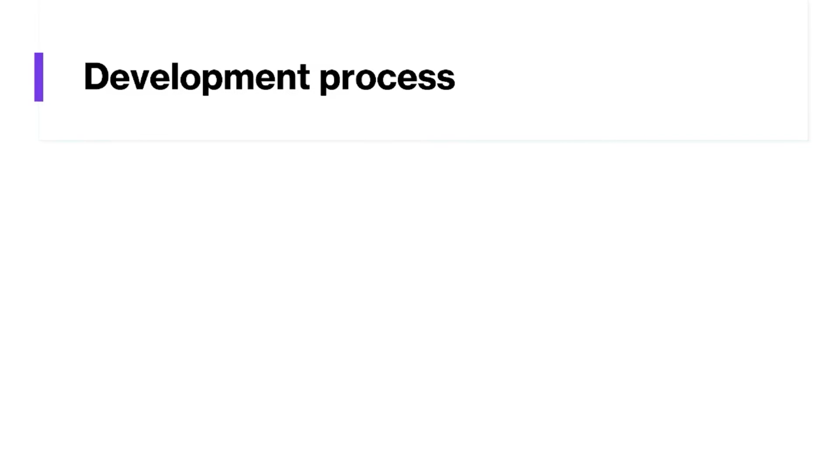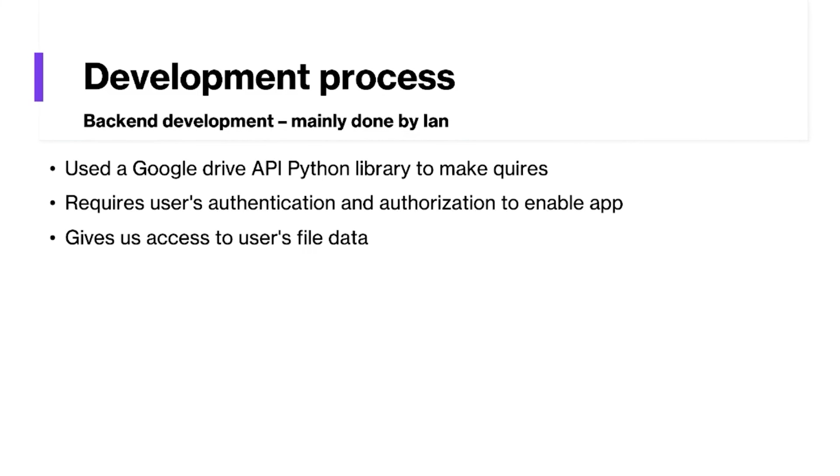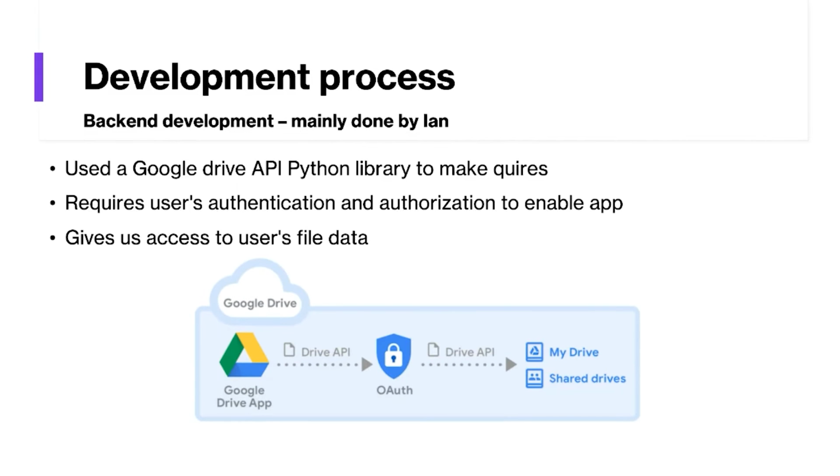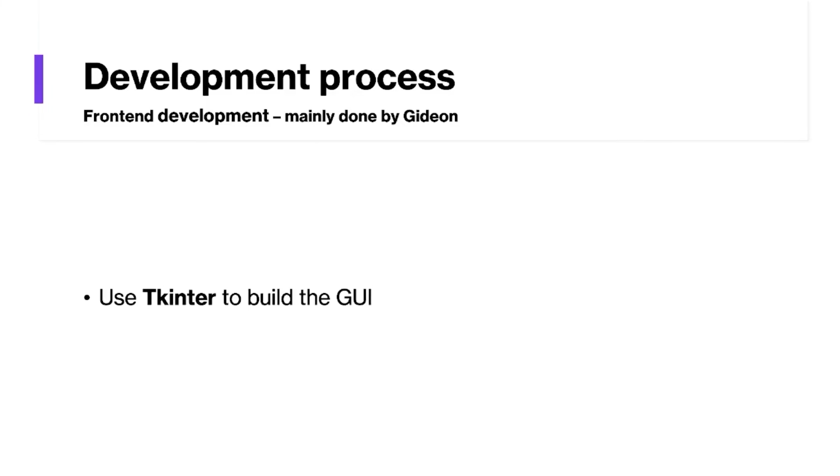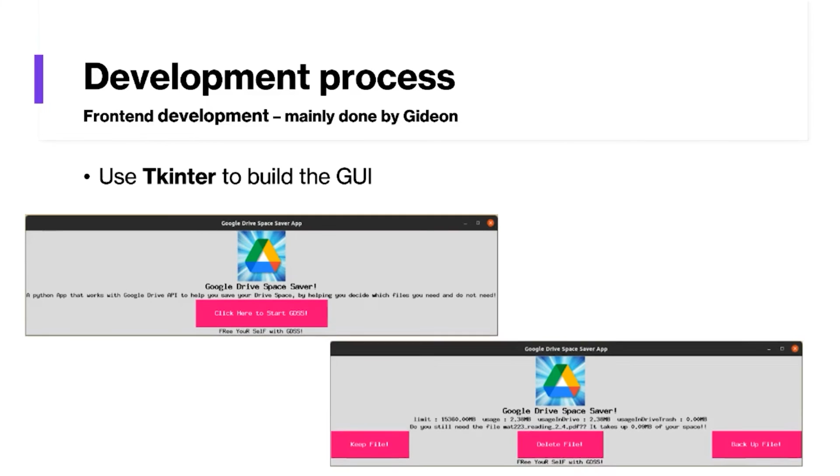Our development process can be mainly divided into two parts, the backend and the front end. The backend development is mainly done by me. We used a Google Drive API Python library to make queries such as downloading files and deleting files. We also use the Google Drive app and the OAuth 2.0 client's ID to request users' consent to access their data. This requires users' authentication and authorization to enable our application to access their file data in their drive. The front end development is mainly done by Gideon. We use tkinter to build the graphical user interface, which communicates between the user and the backend Python code to make queries such as downloading files and deleting files.